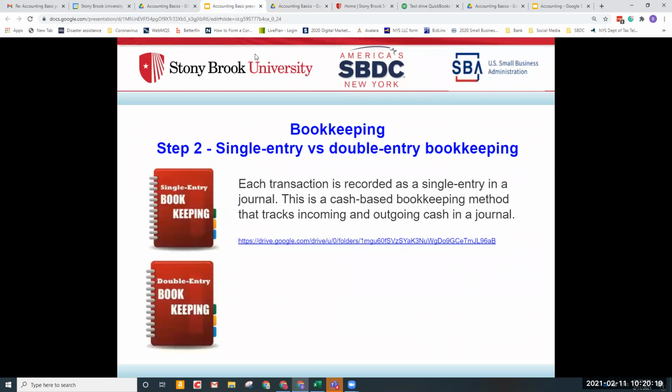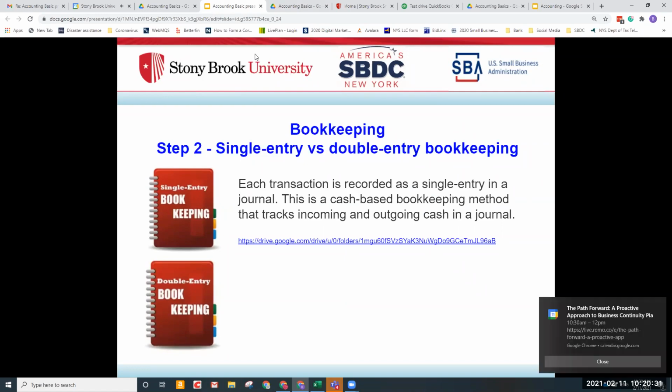For sole proprietors with no inventory, no employee, and no intention to apply for business loans, you can probably use the single entry method. If your business is complex, the double entry bookkeeping should be the right one for you. It tracks where the cash is from and where it goes.